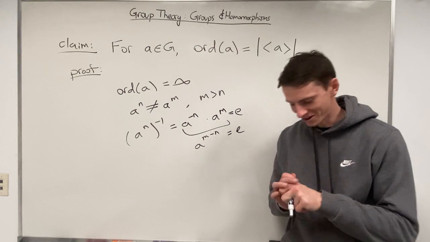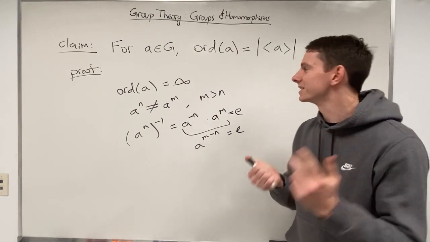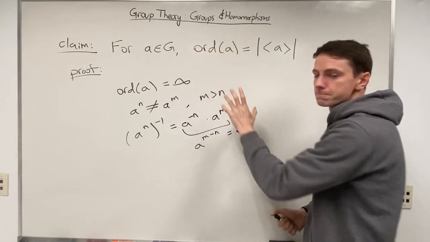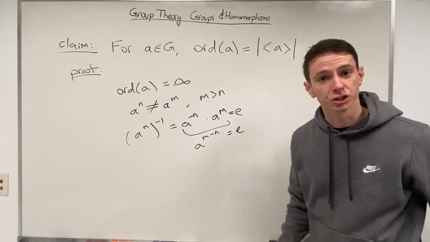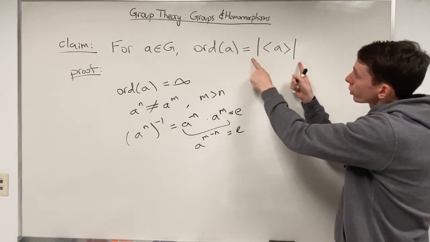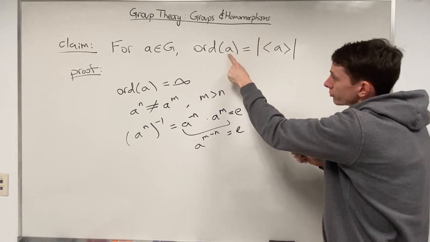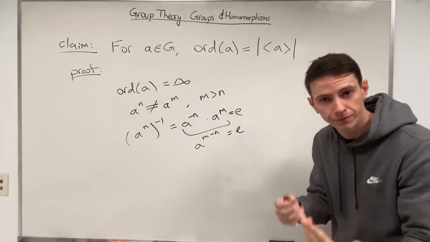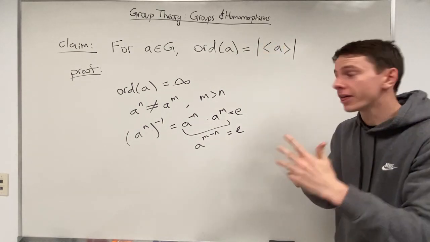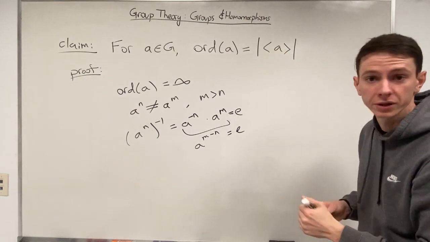Now what does all this mean? What this is saying is that if the left-hand side is infinite, that should tell us the right-hand side should be infinite. Or in other words, the order of the cyclic group generated by this element must also be infinite. Let's write out what that means for the order of this group to be infinite.